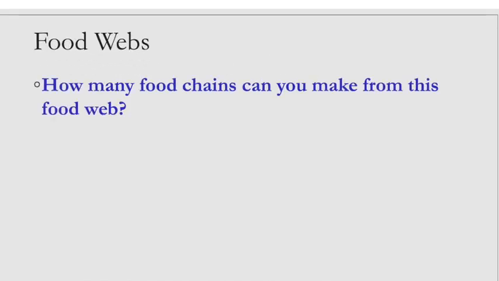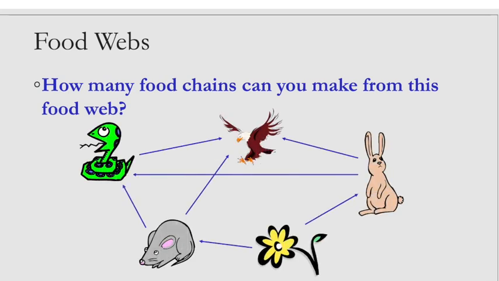So now the example that I'm going to provide, we're going to look at a food web. How many food chains can you make from this food web? First thing I'm going to do is identify the animals or organisms in this food web. You have a flower, a mouse, a snake, an eagle, and a rabbit. I'm going to give you a few seconds to look at it, and also to figure out how many food chains you can make from this food web.